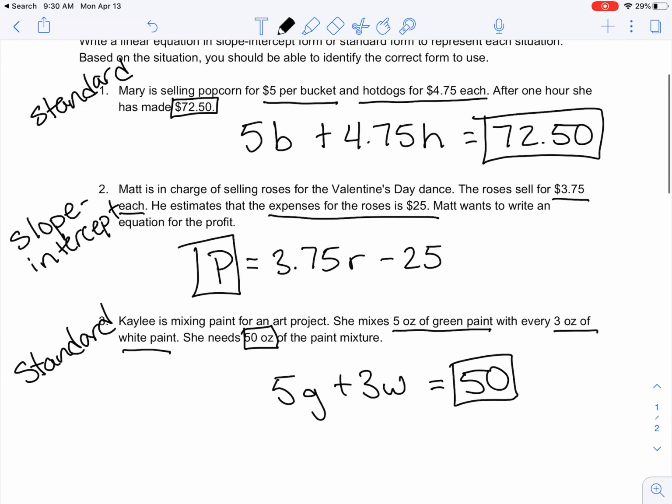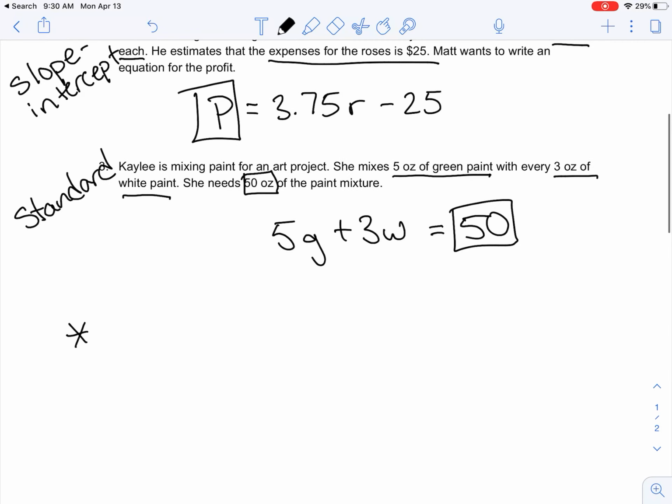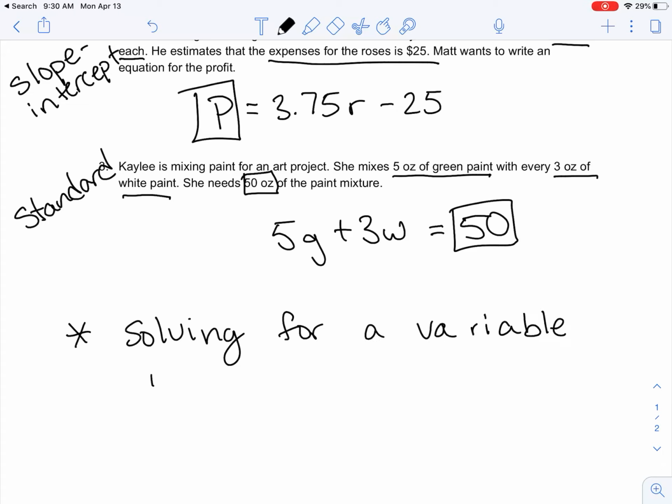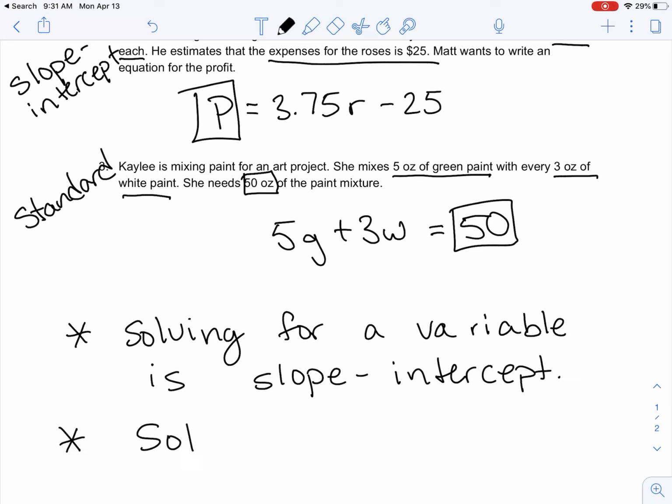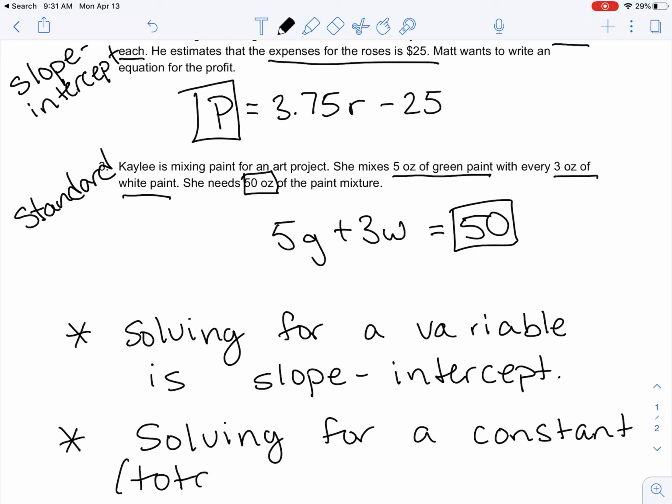So some things to remember. Solving for a variable is slope-intercept. Solving for a constant or total is standard.